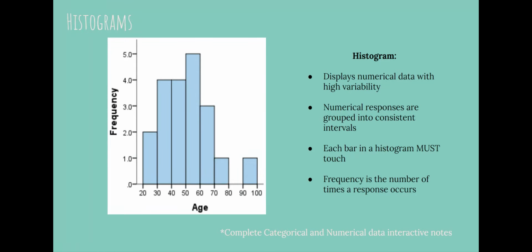And the frequency is the number of times a response occurs. So for example, that first bar we have there between 20 and 30 means I have 2 people whose ages were between 20 and 30. I don't know what ages they were. They could have been 22 and 27, or they could have both been 20. We don't know, which is one of the downsides to a histogram, but it is a nice way to visually show high variable numerical data.